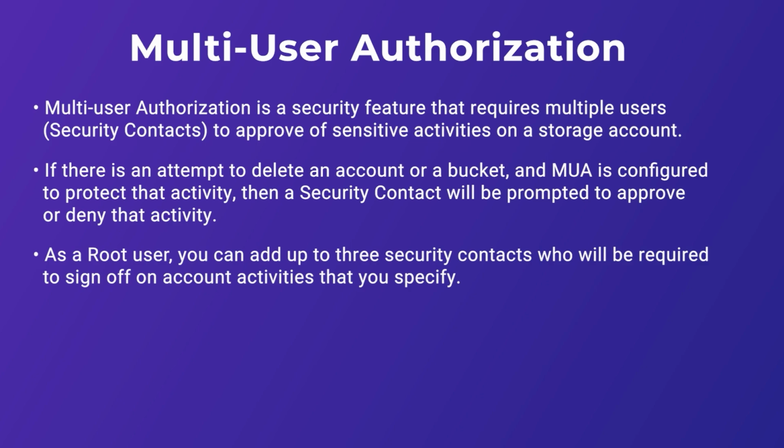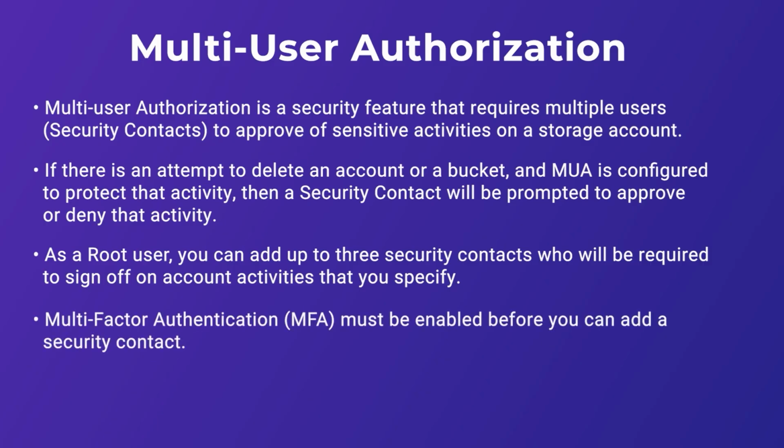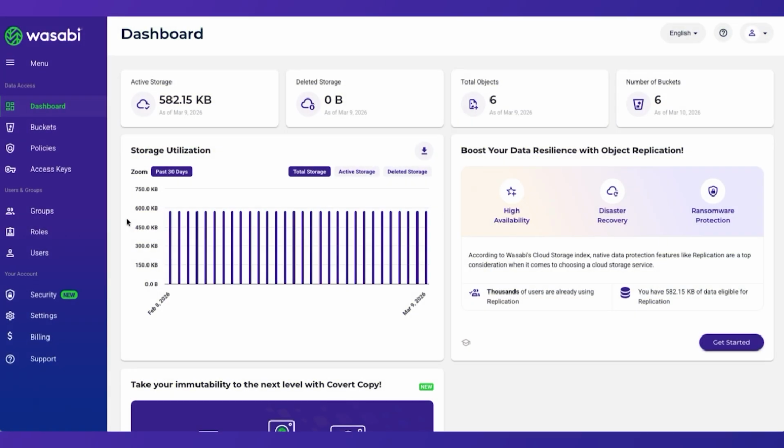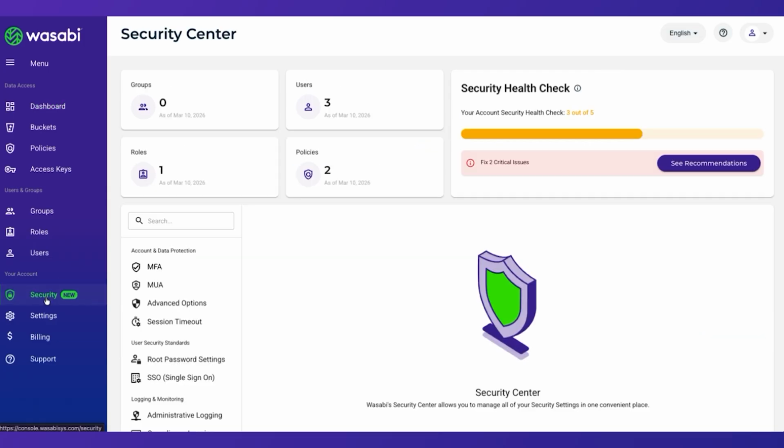As a root user, you can add up to 3 security contacts who will be required to sign off on account activities that you specify. Multi-factor authentication must be enabled before you can add a security contact. To add a security contact, click Security on the Wasabi menu. Select Multi-User Authorization.